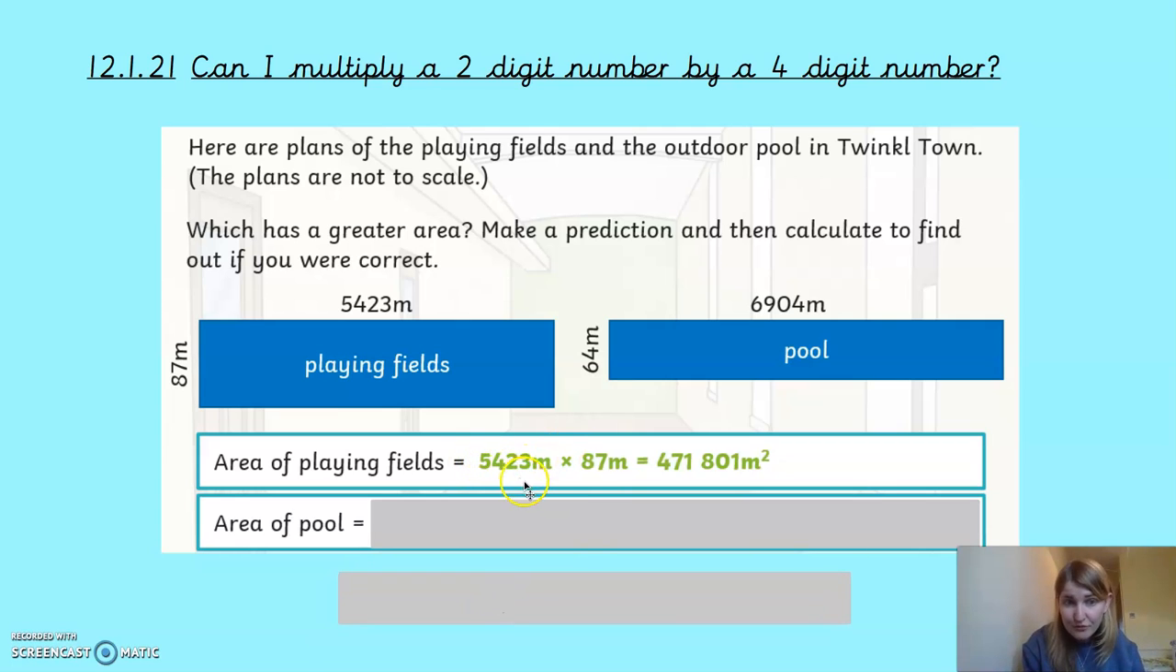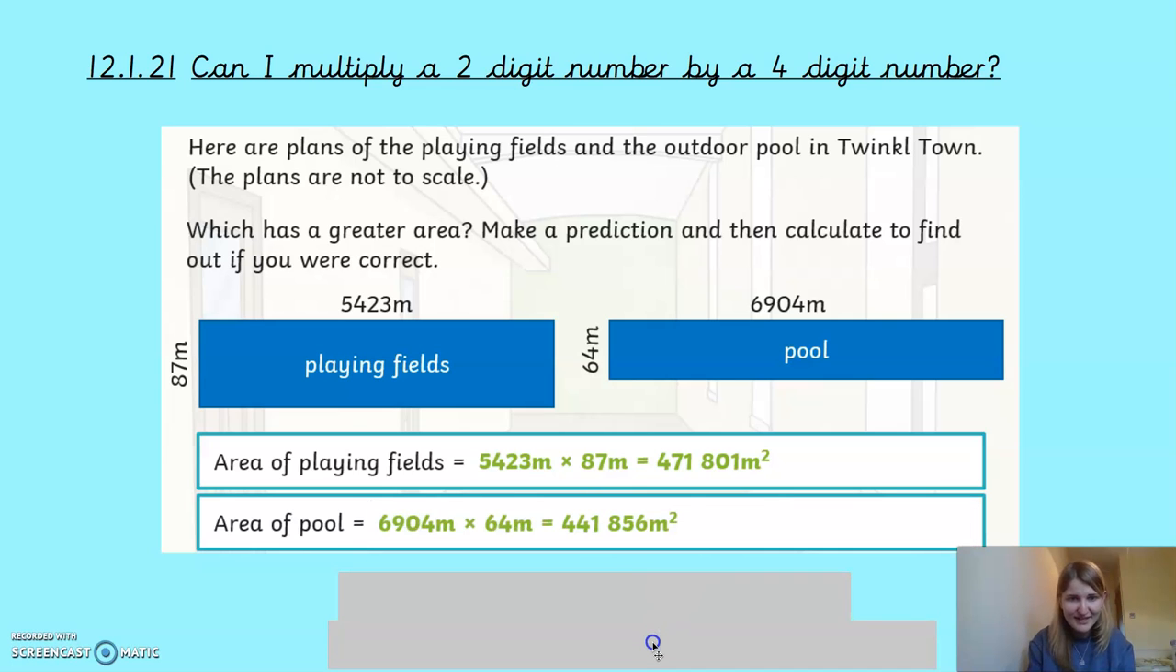So 5,423 times 87 metres for the playing field would be 471,801 metres squared, big old number. And the area of the pool, you multiply these two, would equal 441,856 metres squared. So, therefore, I was correct. But I'm not going to lie, that was all estimation, no working out from me there. So, see how you got on.